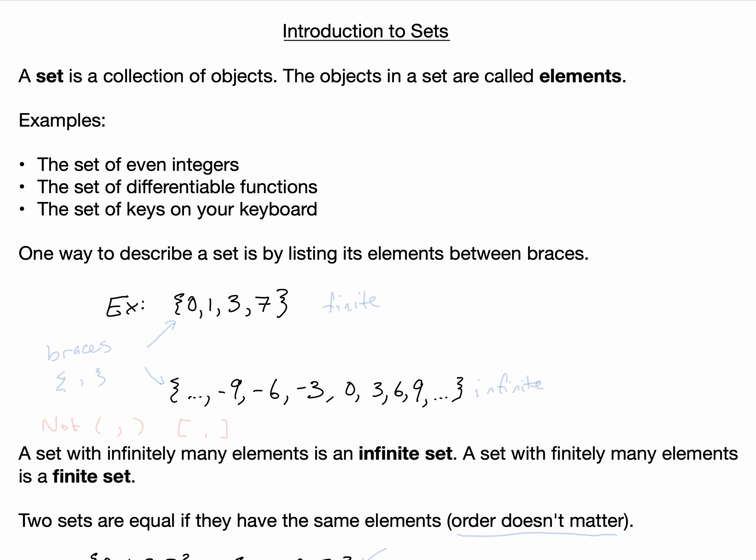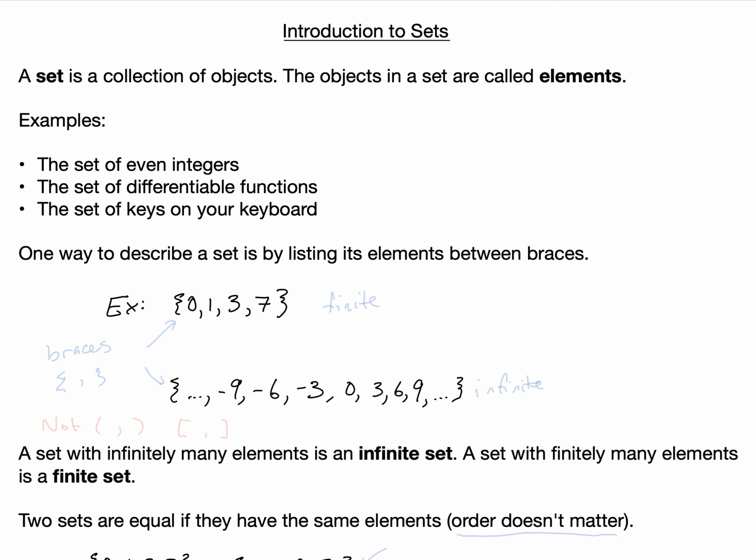And the objects in a set don't need to be mathematical objects. One way to describe a set is by listing its elements between braces. So below are two sets. The first is the set containing the four elements 0, 1, 3, and 7. And the second is the set containing infinitely many elements. Dot, dot, dot is indicating that it continues. So -9, -6, -3, 0, 3, 6, 9, dot, dot, dot. This looks to be the set of all integer multiples of 3.